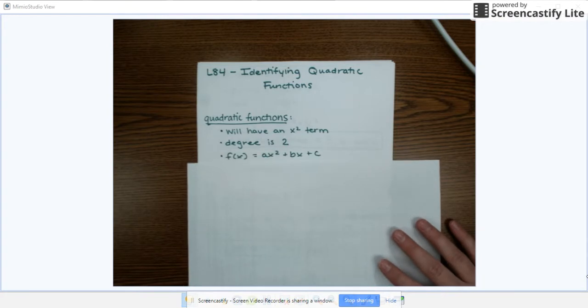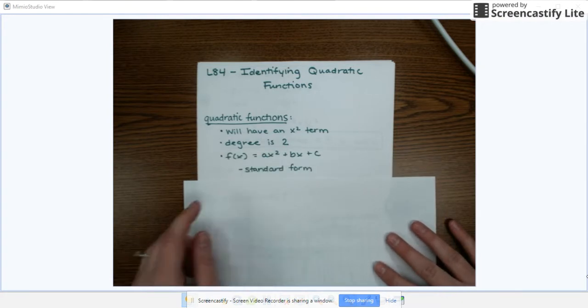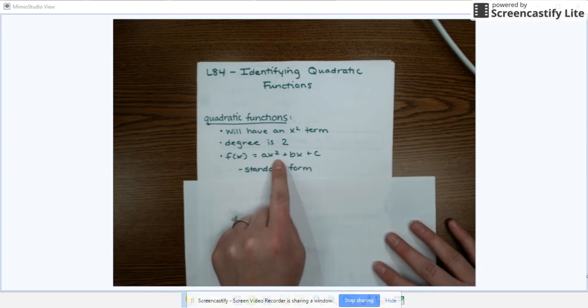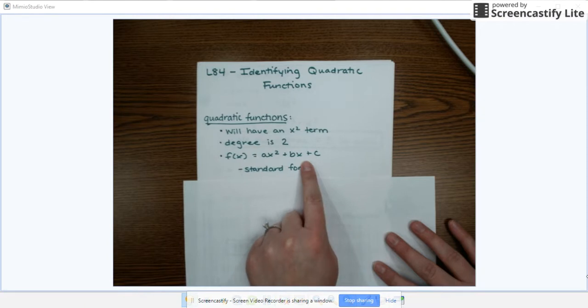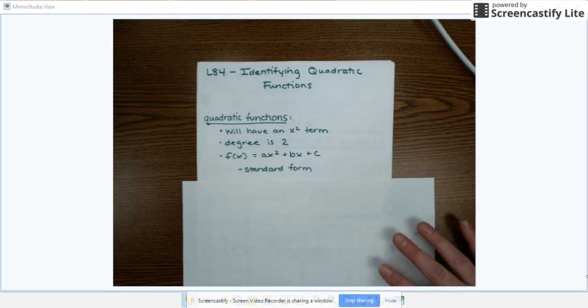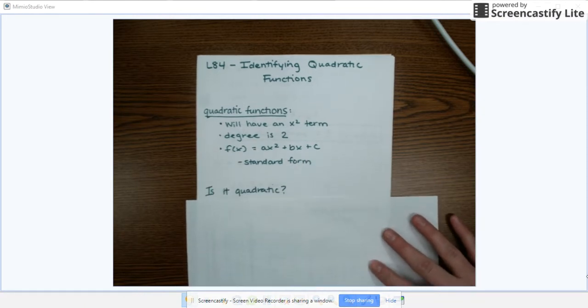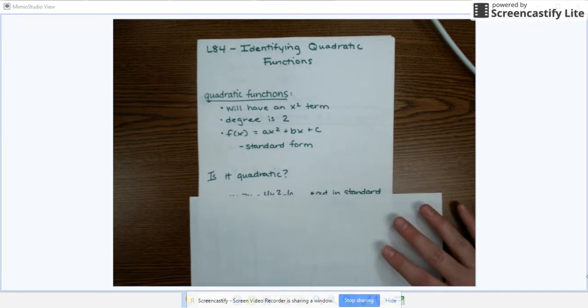And then we have standard form. So our standard form of a quadratic would be ax squared plus bx plus c. So if you get it into standard form, you can always decide whether it's quadratic or not. So we're going to ask that same question. Is the following function quadratic?